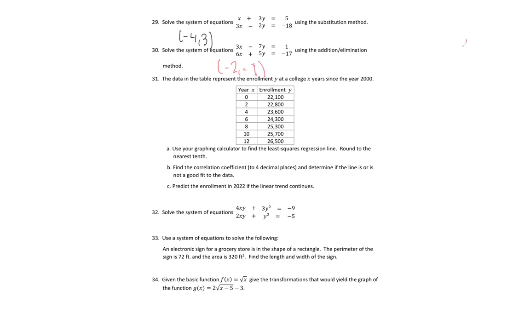Okay, going to this next one. It gives us the data of enrollment in a college x years since the year 2000. So years since 2000 is important to know. First, we use our graphing calculator to find the least squares regression line.